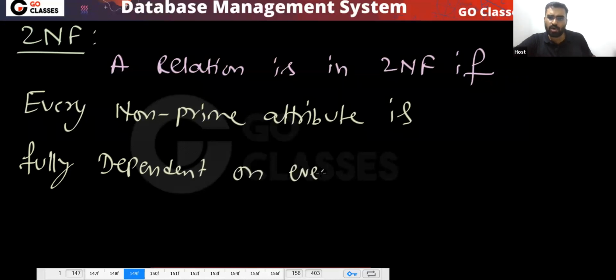Don't worry, we will take a lot of examples. So many examples we will take that everything will be clear. Just understand the definition. Read the definition carefully. A relation is in 2NF if every non-prime attribute is fully dependent on every candidate key.